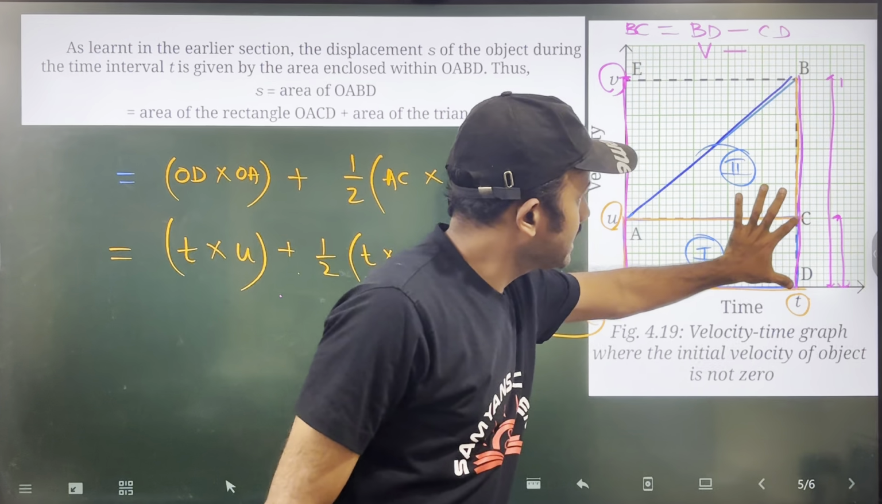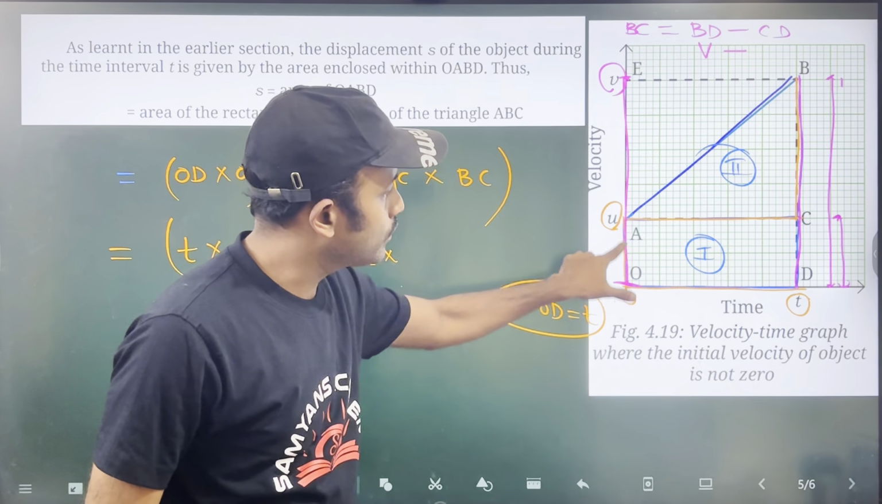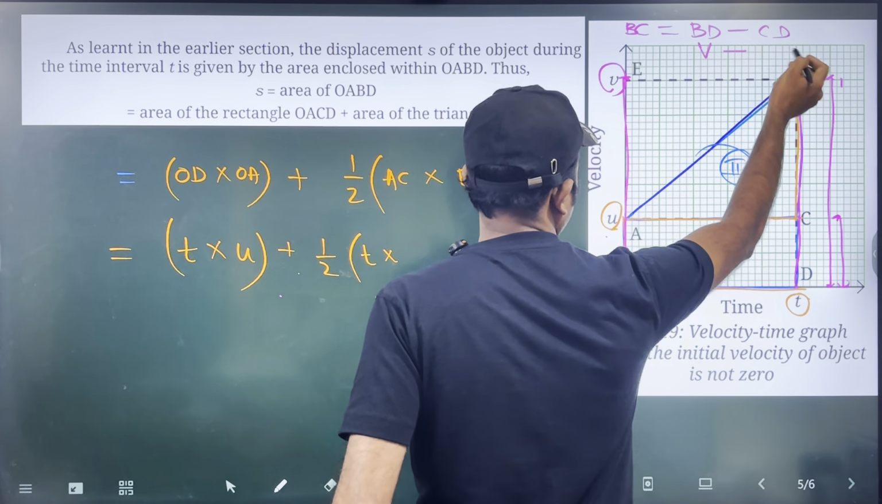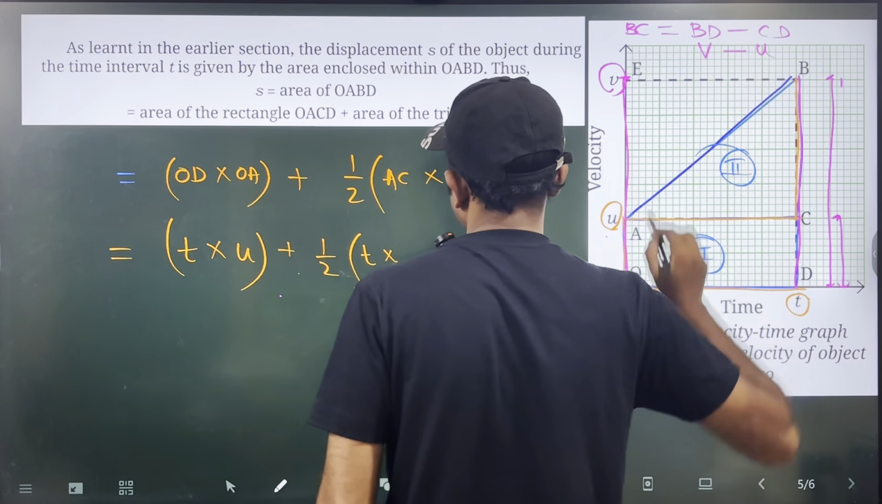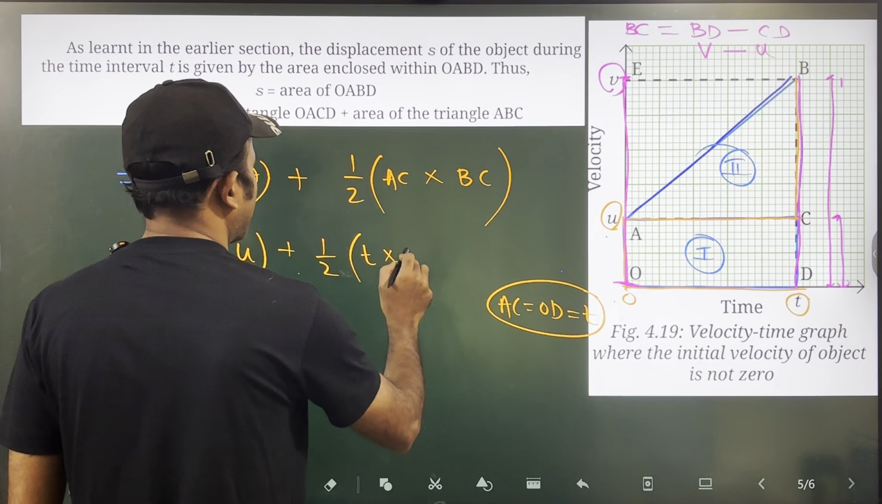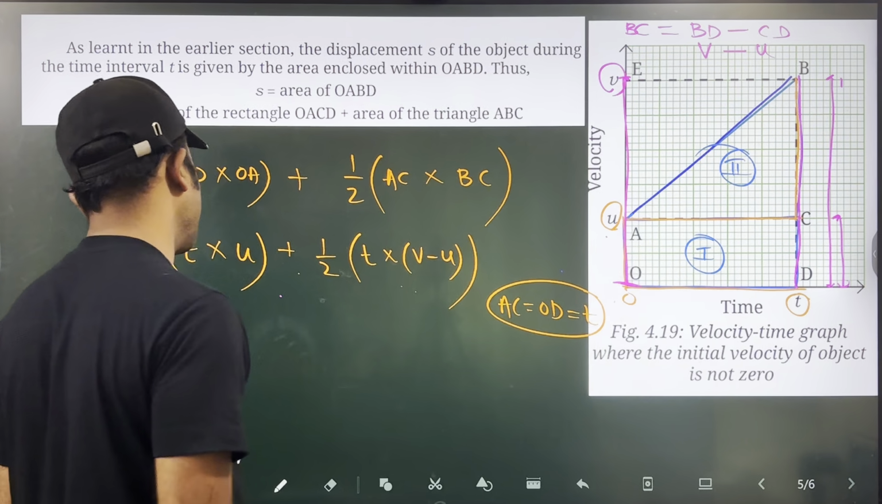You see, this CD is equal to OA. What is the value of OA? OA value is U. This OA value and CD value are both the same. That indicates initial velocity U. So now this BC we can write as final velocity minus initial velocity.